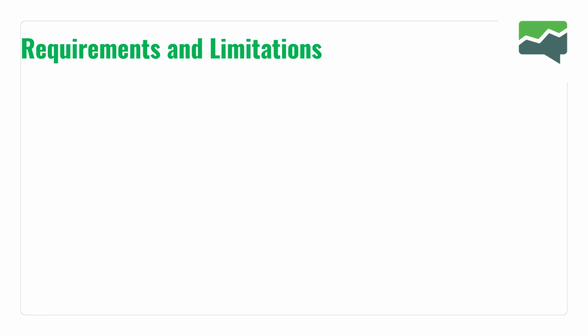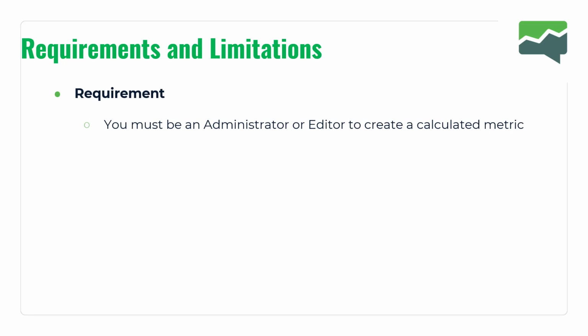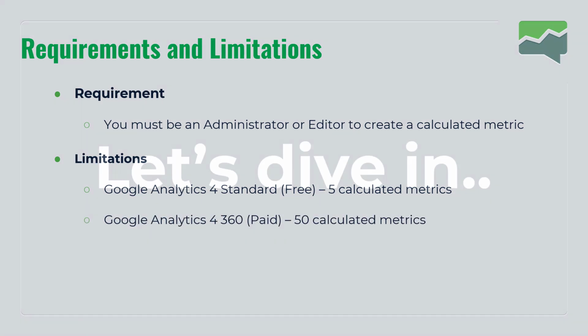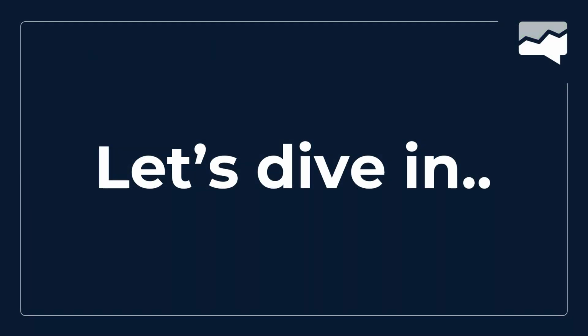Now, a couple requirements. You must be an administrator or editor to create a calculated metric. If you are not, then you won't have access. Limitation. As a Google Analytics 4 standard, if you're using the free property, you get 5 calculated metrics. If you are 360, you guys are the lucky ones. You get 50. Okay. Now let's dive in and let's create a calculated metric together.